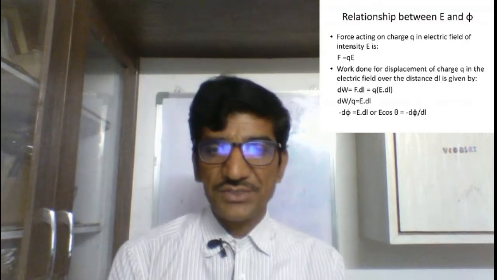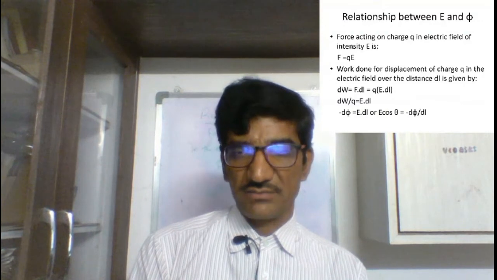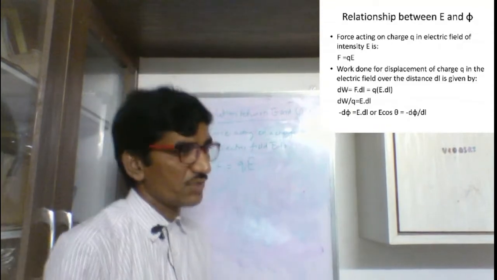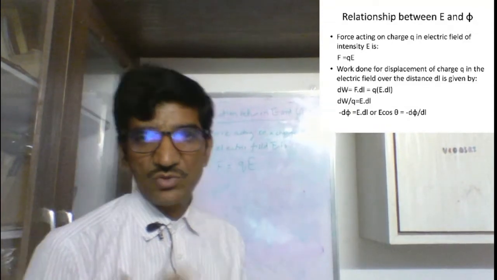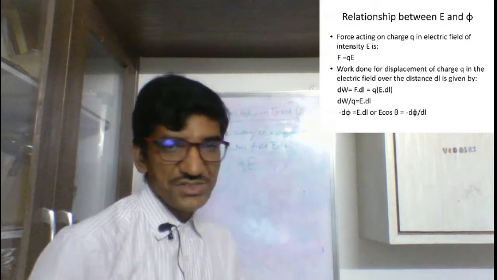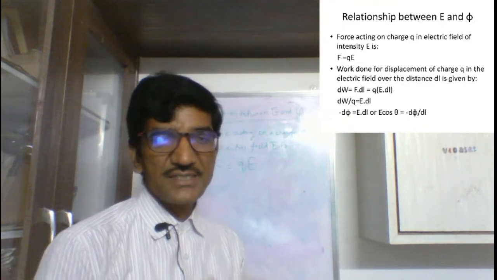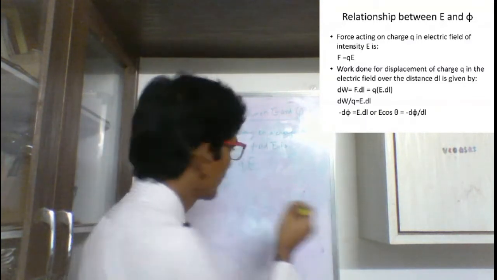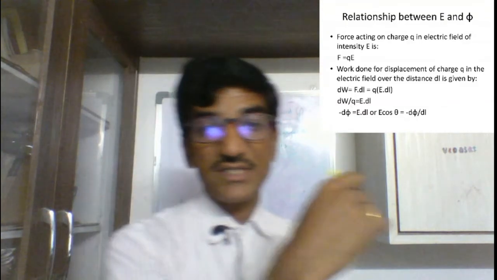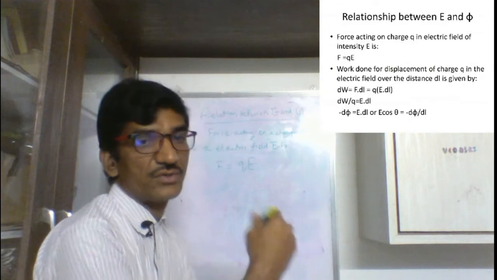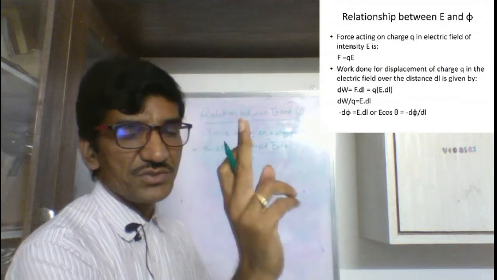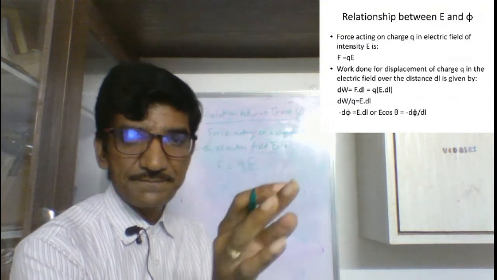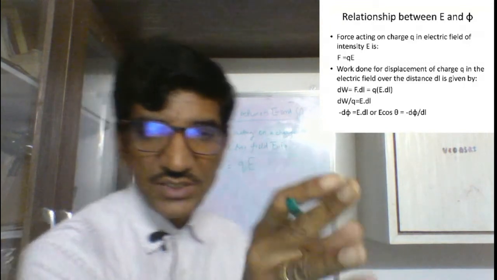Now, let us try to find the electrostatic work for the displacement dl of the charge. Suppose that we want to move this charge up to a distance dl. Then how much work is needed? Just now I told you, to move a unit positive charge, how much work is needed? That is equal to the potential.